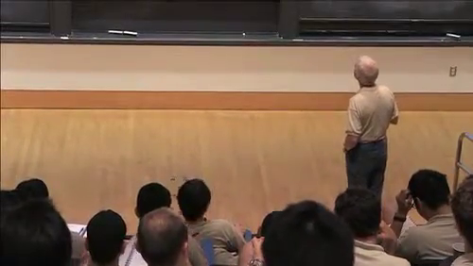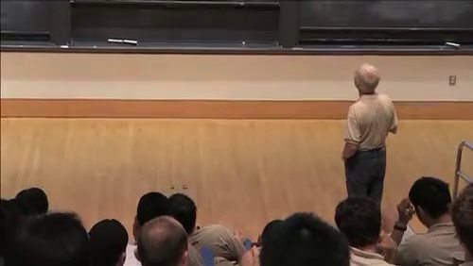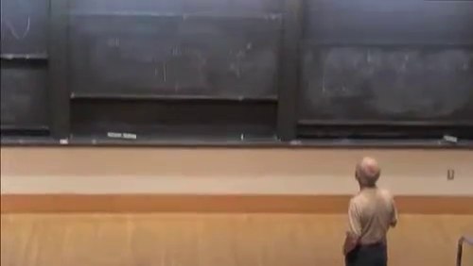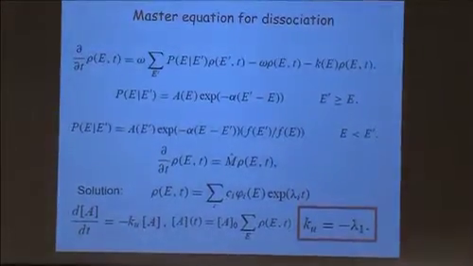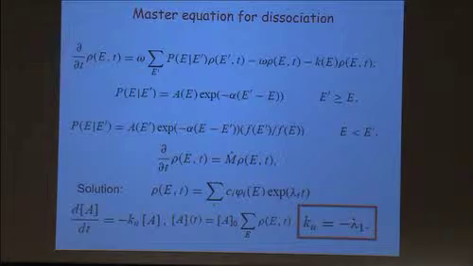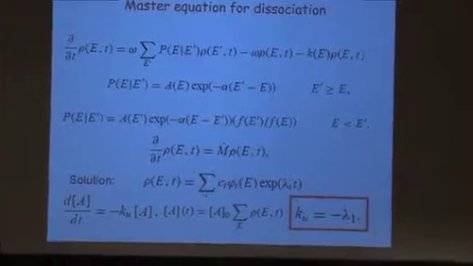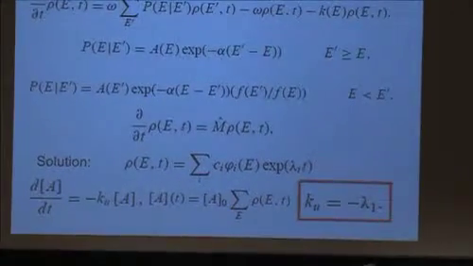Then we can solve the master equation. This is this matrix M, and out of it we get the eigenvalues. And as I said, the eigenvalue of smallest magnitude is equal to minus the unimolecular rate coefficient for dissociation.